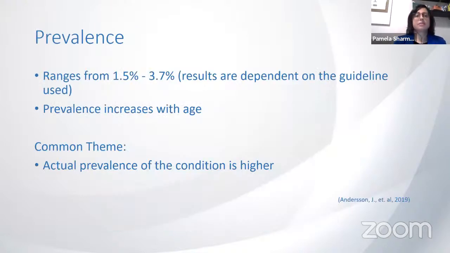The prevalence of this diagnosis ranges depending on the literature, roughly 1.5 to 3.7%. And the results are dependent on the type of guideline that is used for diagnosis. There's the Japanese guideline versus the American European guideline. A Swedish study recently found that 80-year-old patients were four times more likely to have NPH than the younger 70-year-old population. The common theme recurrent in all of the research papers is that the prevalence of idiopathic NPH is probably higher than what is actually being reported. The surgical rates, however, are still even lower than the reported study findings.